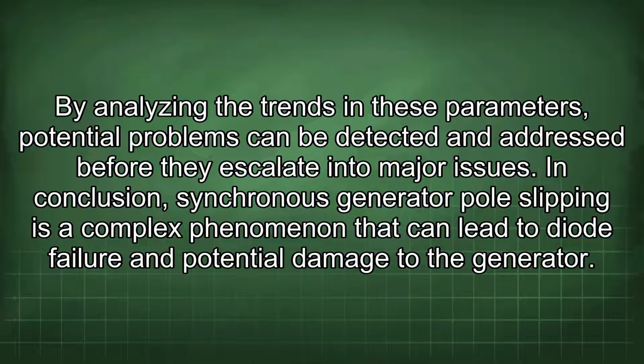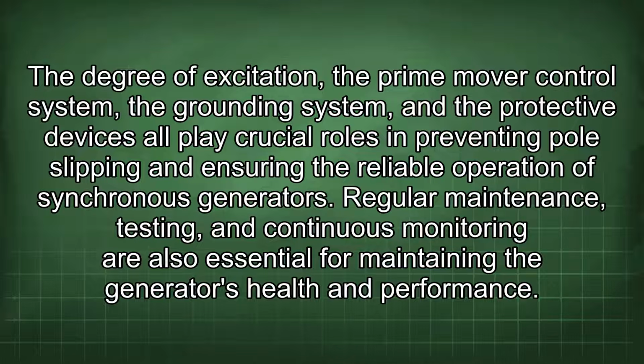In conclusion, synchronous generator pole slipping is a complex phenomenon that can lead to diode failure and potential damage to the generator. The degree of excitation, the prime mover control system, the grounding system, and the protective devices all play crucial roles in preventing pole slipping and ensuring the reliable operation of synchronous generators.